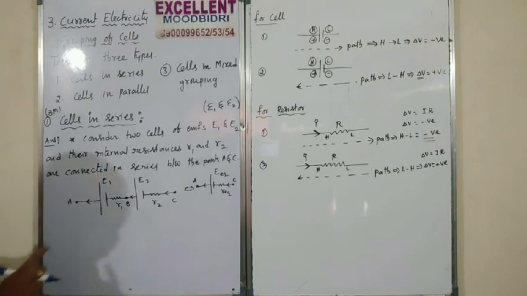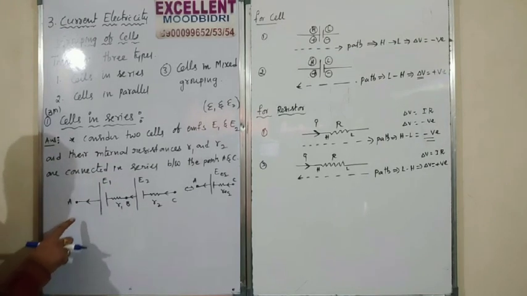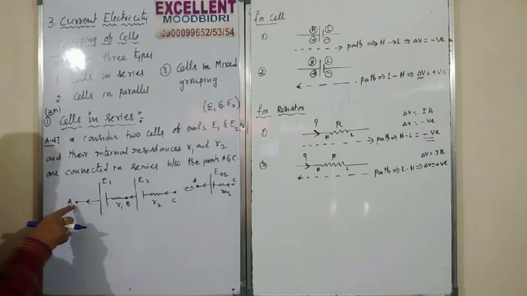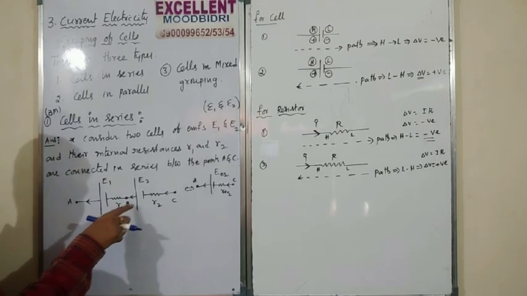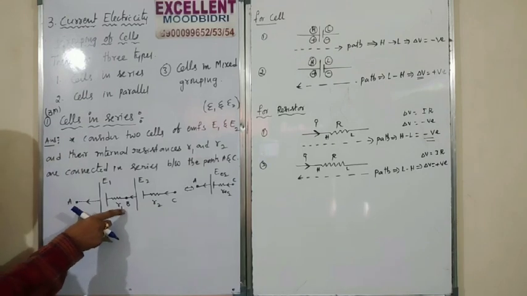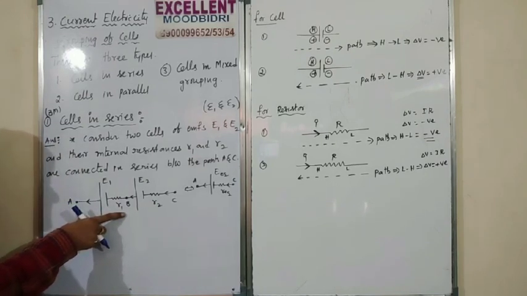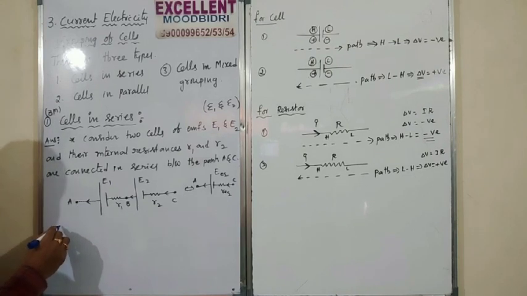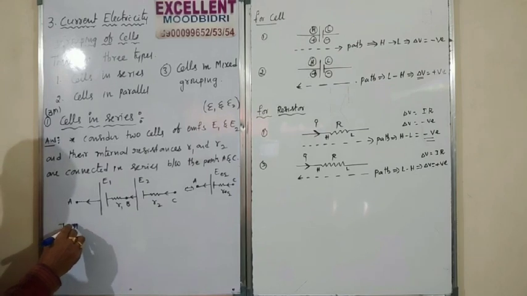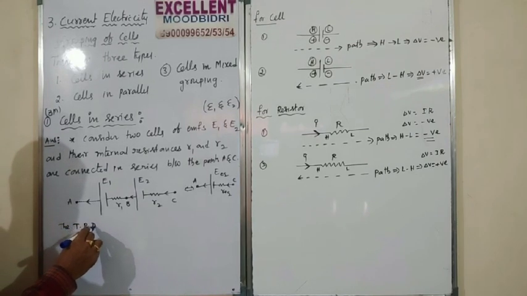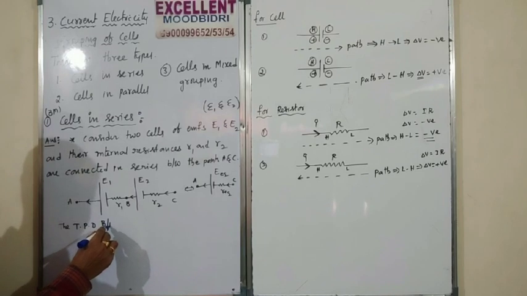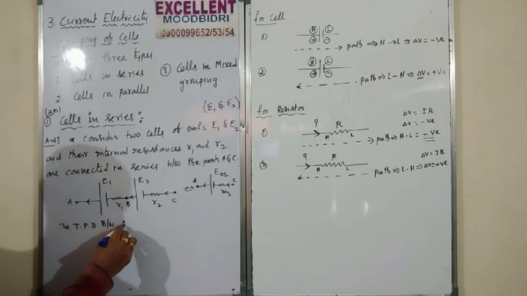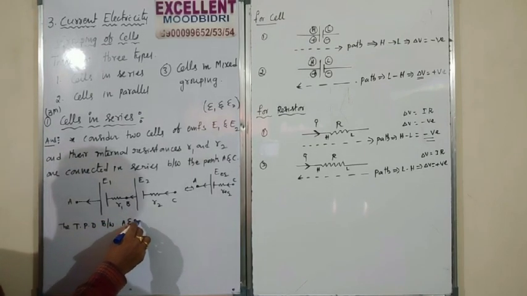Right. Now I want to calculate the first potential difference. This is the first terminal and this is the second terminal: terminal A, terminal B, and terminal B, terminal C. The potential difference across the terminals is the terminal potential difference. So the terminal potential difference between A and B is for the first cell.